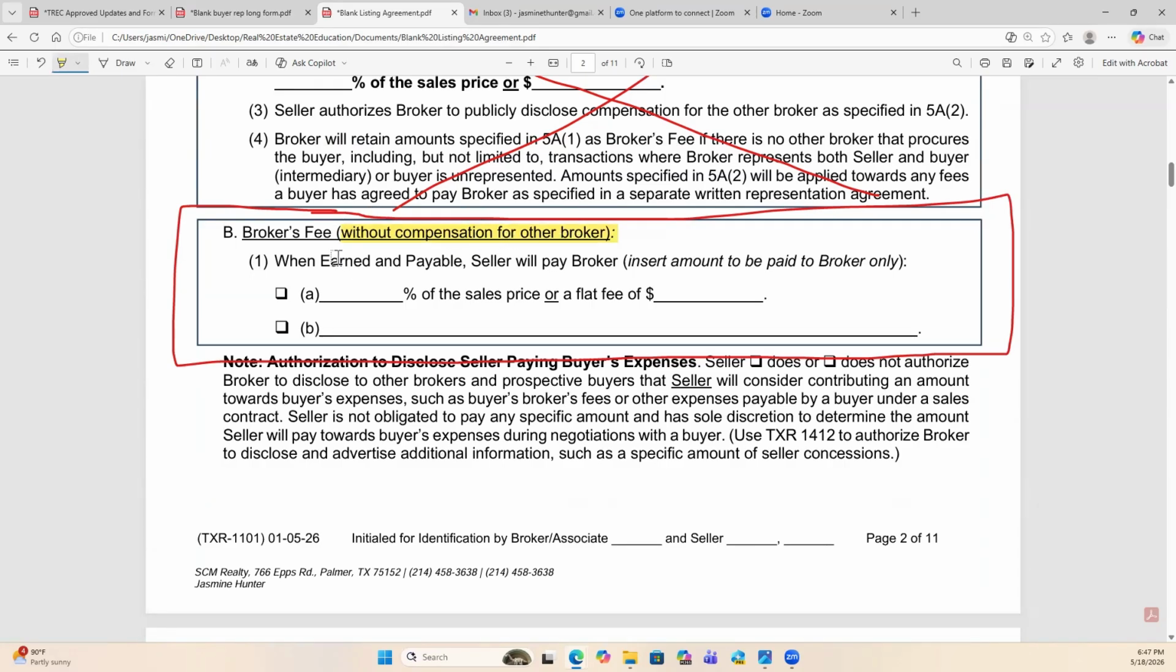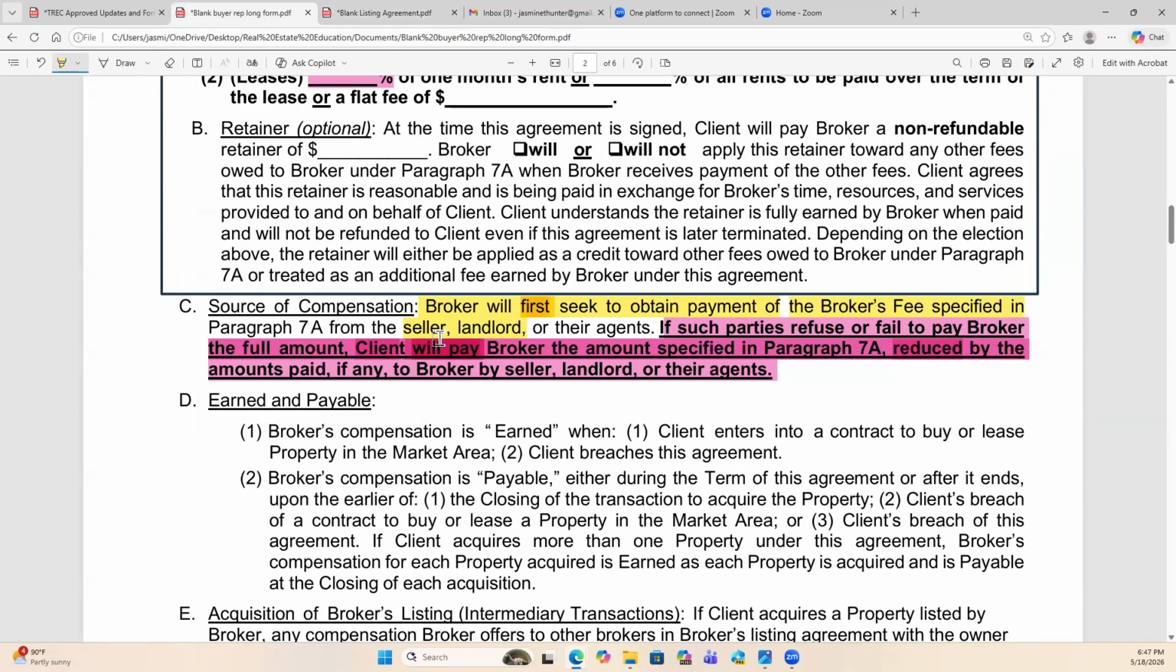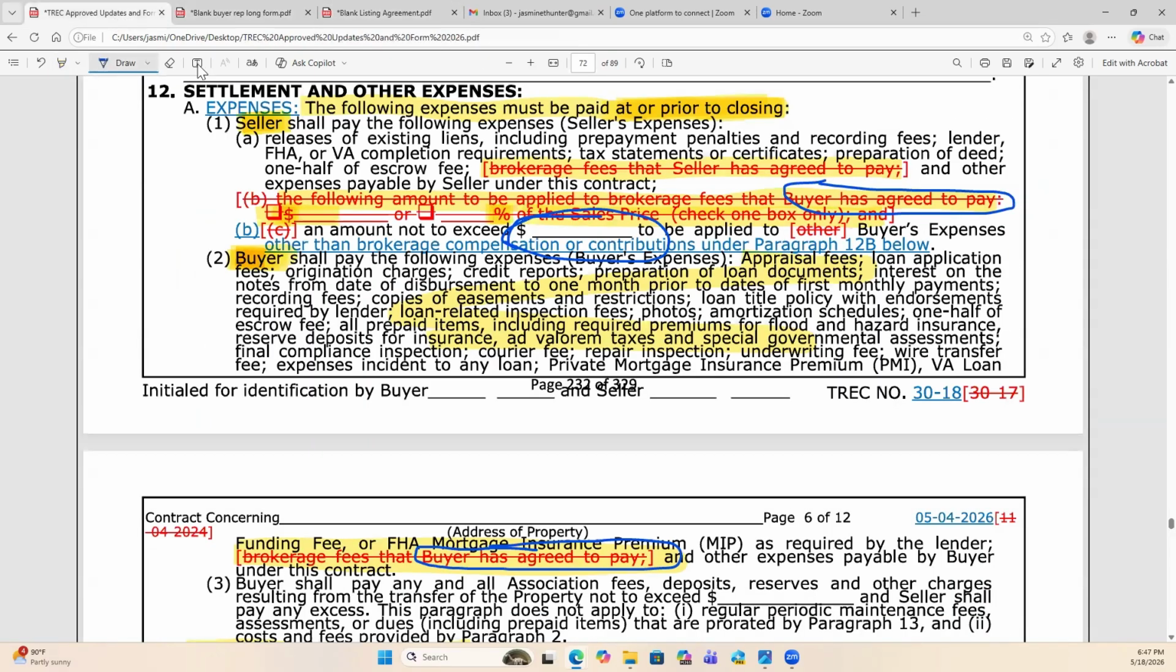if the listing side is only paid with their fee only, and the buying side is supposed to be looking at the seller or the landlord to pay the buying fee. If not, then the buyer has to pay it. Now you understand when we go over here, and now we're looking at all the new stuff.